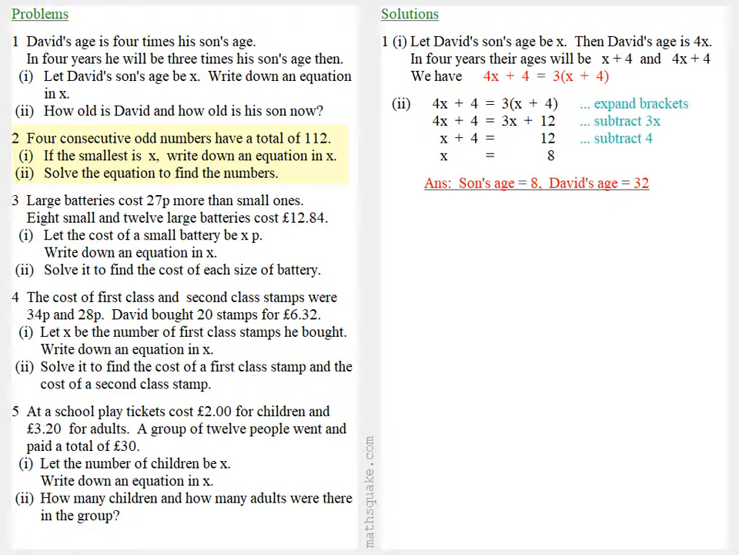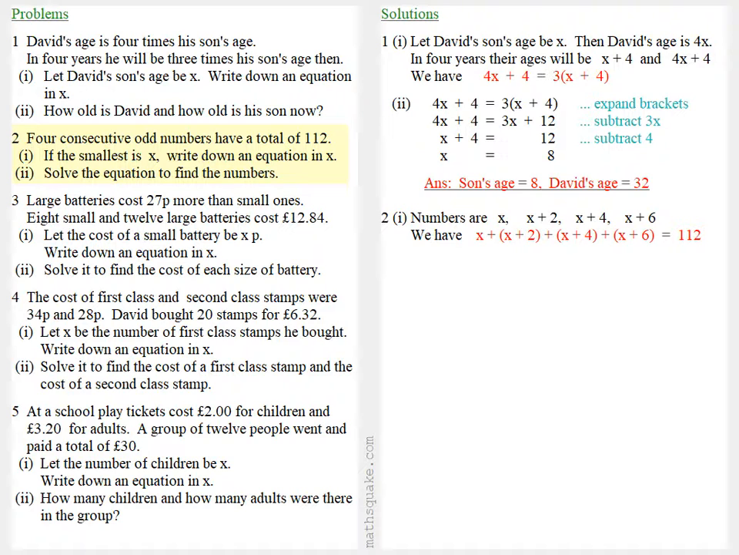Now if we have 4 consecutive odd numbers, they increase by 2. So if the smallest one is x, the remainder will be x plus 2, x plus 4, and x plus 6. So if they have a total of 112, x plus x plus 2 plus x plus 4 plus x plus 6 equals 112.